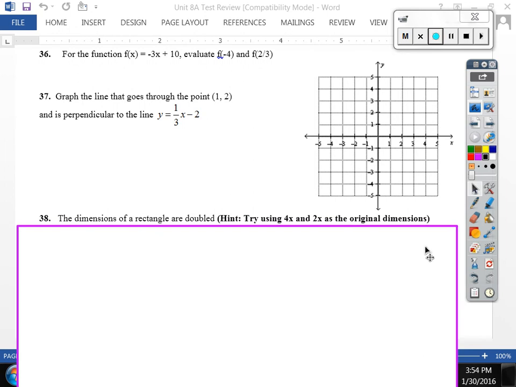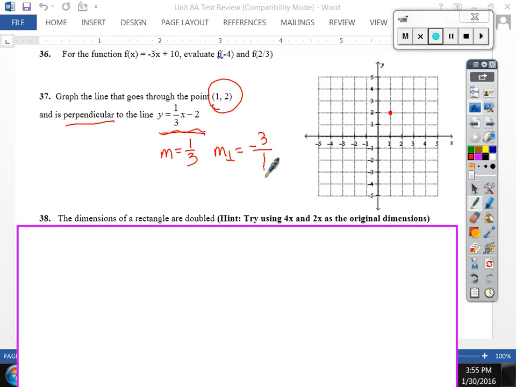Okay, now we want to graph a line that goes through the point 1, 2, and is perpendicular to this line. So first I'm going to plot the point 1, 2. Now to find the slope of the line that's perpendicular to this, I first have to find the slope of this. So the slope of that is 1/3. So for a perpendicular slope, I would flip my fraction and change the sign.